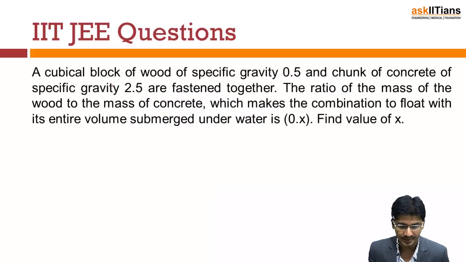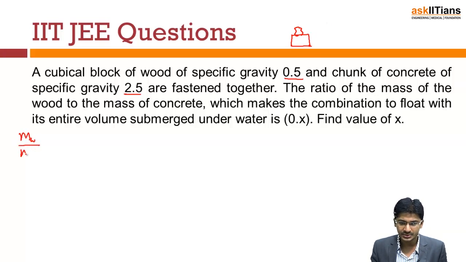Now the first question reads like this: a cubical block of wood of a specific gravity 0.5 and a chunk of concrete of a specific gravity 2.5 are fastened together. So if this is wood and then you have a chunk of concrete, they are fastened together. Now the ratio of the mass of the wood to the mass of the concrete, if I denote the mass of the wood by m_w and the mass of the concrete by m_c, is given as 0.x. Now this is the equation that has been given to you.